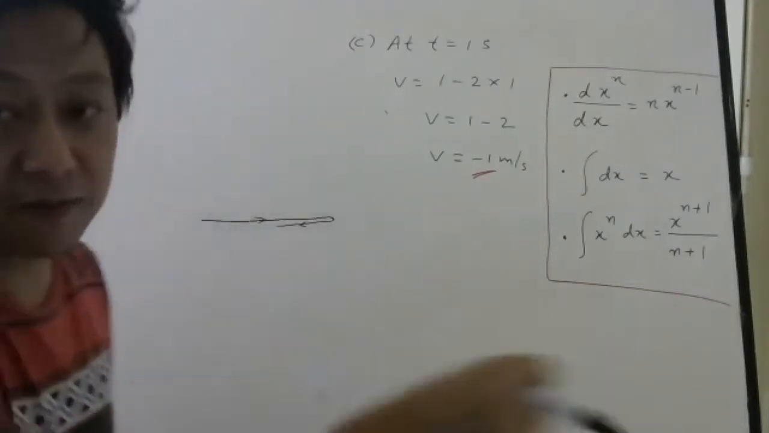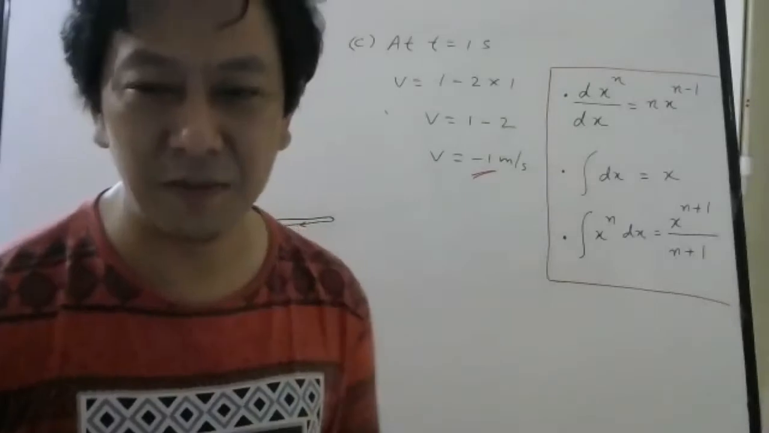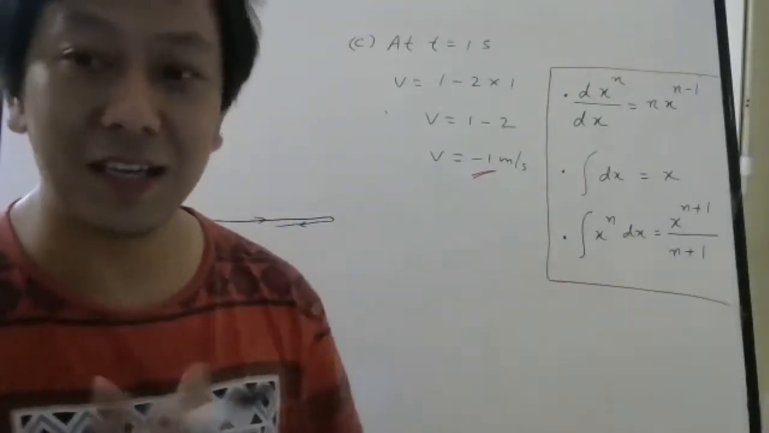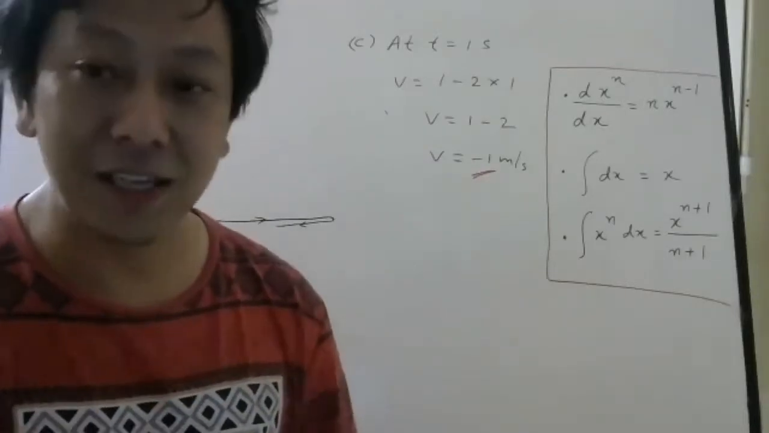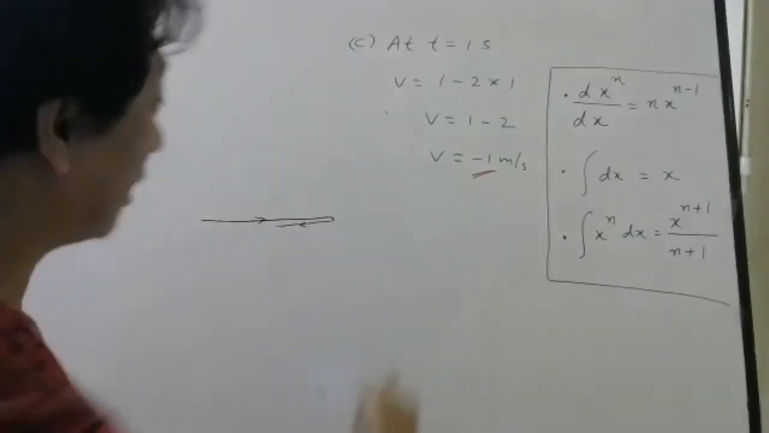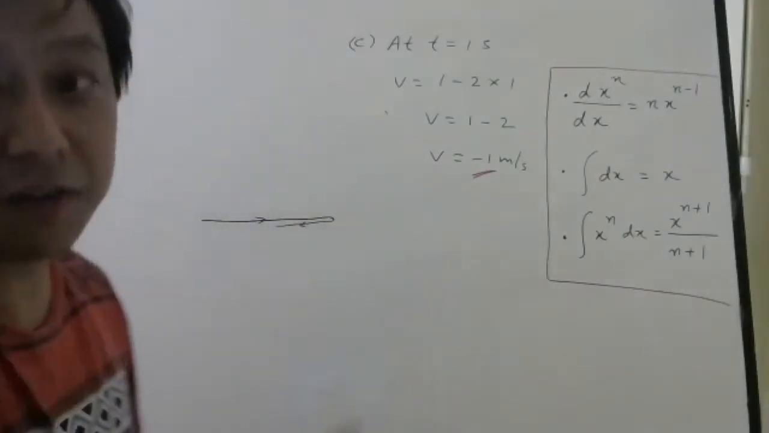You put more time values. I did it for only 3 times. You put more time, t equal to 2 seconds, t equal to 3 seconds, t equal to 2.5 seconds, t equal to 5 seconds, and check what the velocities are. You will find it will move this side faster and faster.